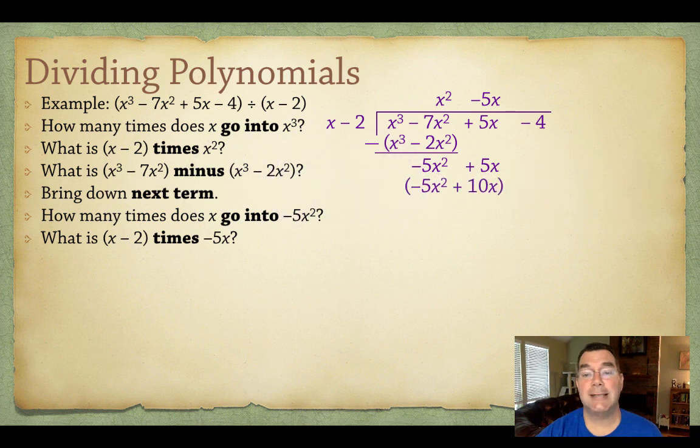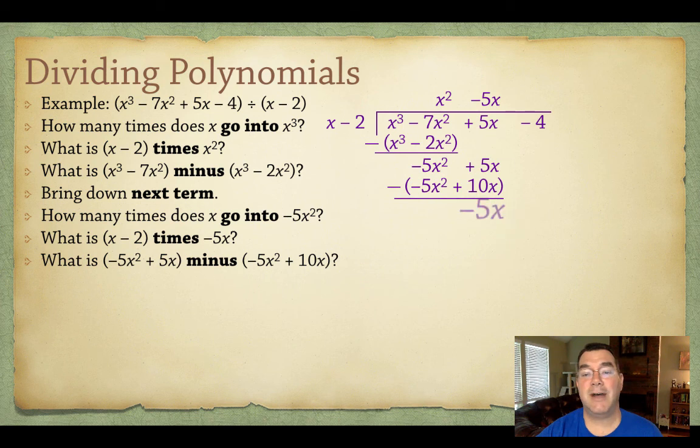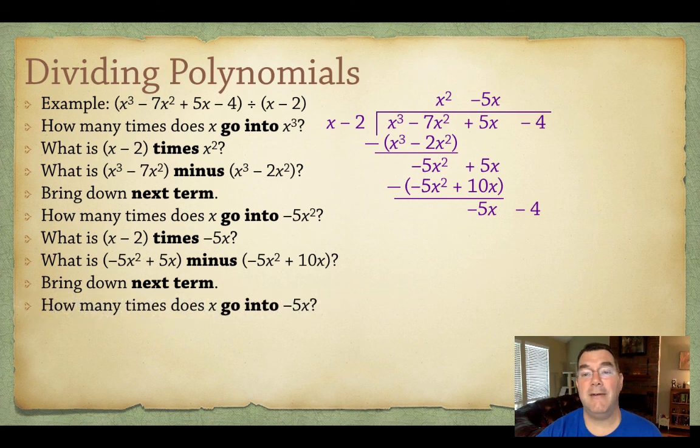So I take that negative 5x and multiply it by everything that's outside, and I get negative 5x squared plus 10x. Once that's written down, I subtract it. Negative 5x squared minus negative 5x squared is nothing, and 5x minus 10x is negative 5x. Bring down the last term, which is a negative 4. Look at the x, look at the negative 5x. What would I multiply x by to get negative 5x? That's negative 5. So I multiply everything on the outside by negative 5, and I get negative 5x plus 10.